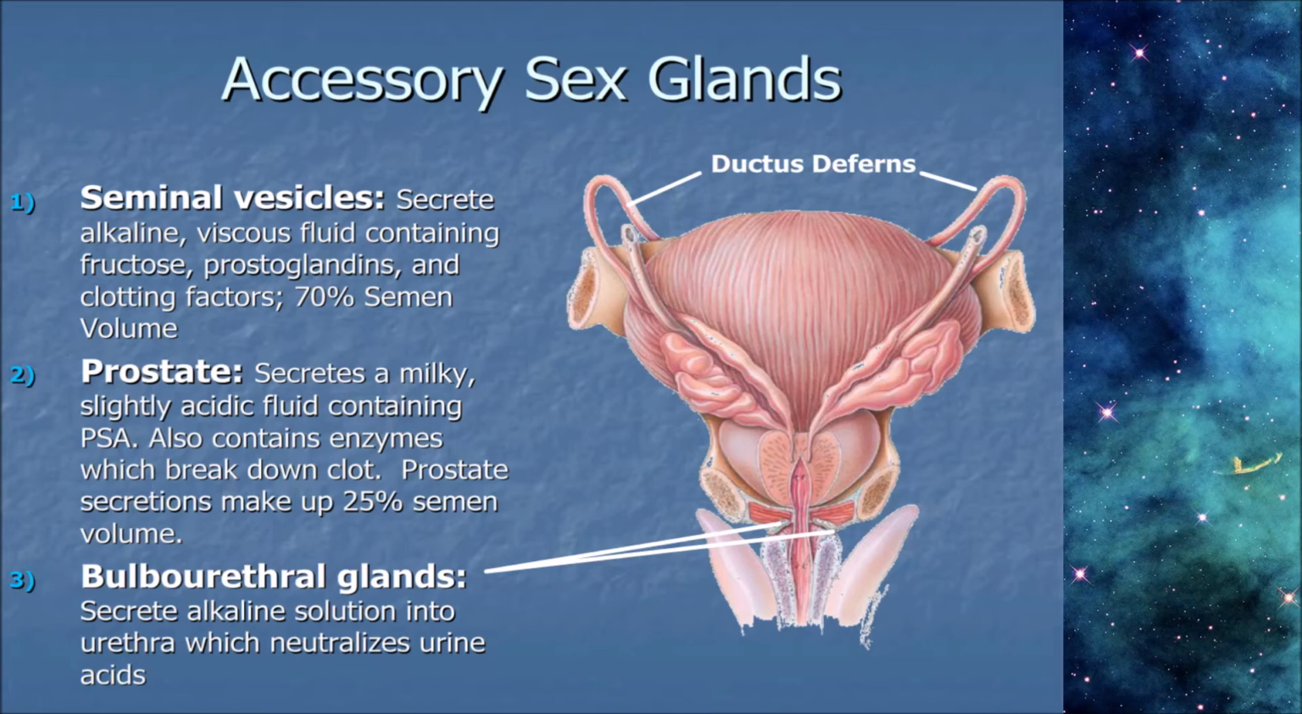And this is important because urine has a pH around 6, and so it's fairly acidic, and this could be very damaging to our very delicate spermatozoa. And so the bulbourethral gland secretions neutralize this acidity to ensure that our sperm are going to be in tip-top shape by the time they are ejaculated through the urethra into the female reproductive tract.